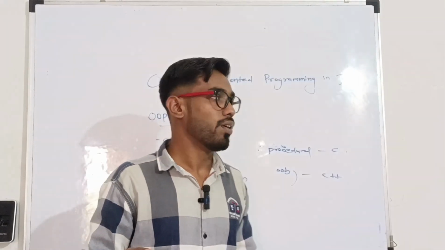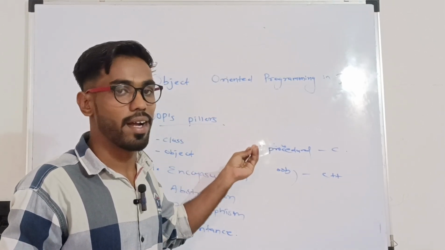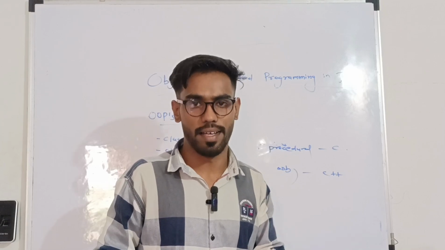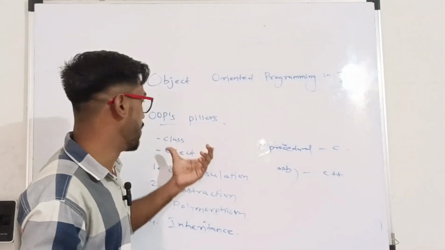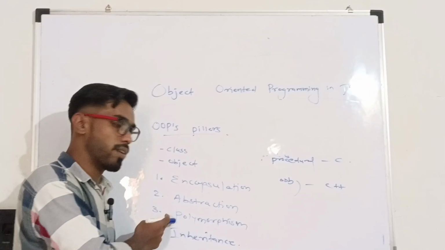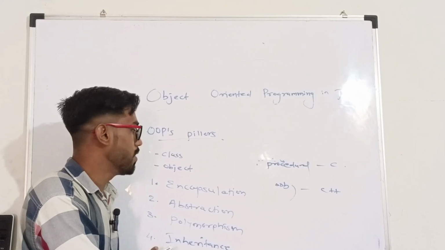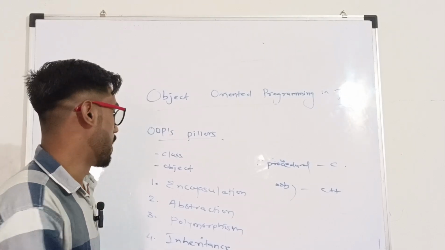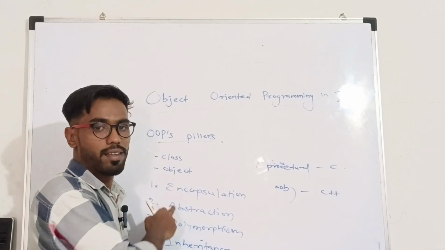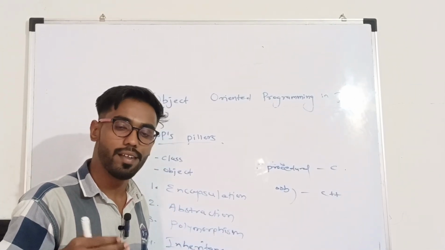Using the object-oriented concept, we can write our Java code, everything within a class. There are four main pillars: encapsulation, abstraction, polymorphism, and inheritance. There are also two other concepts, class and object. Those class and object are the main concepts, meaning everything in Java we write in a class.